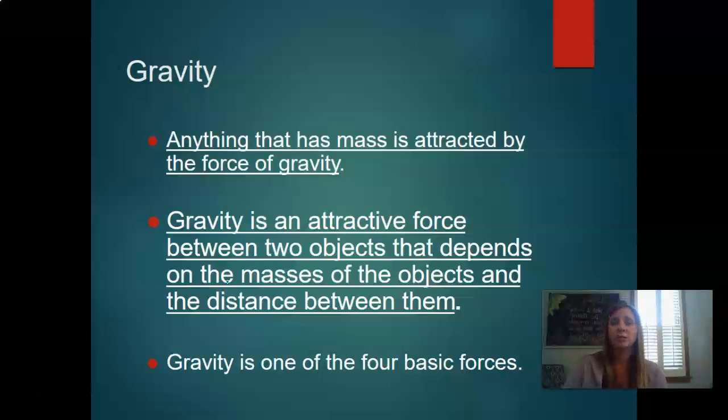If you've ever seen a video of someone like Neil Armstrong on the moon, he walks with a little bit of a bounce. That's because the moon has less gravity than the Earth does. The astronauts that are there are still pulled to the moon. It's just that the gravity is not as forceful as it is here on Earth.